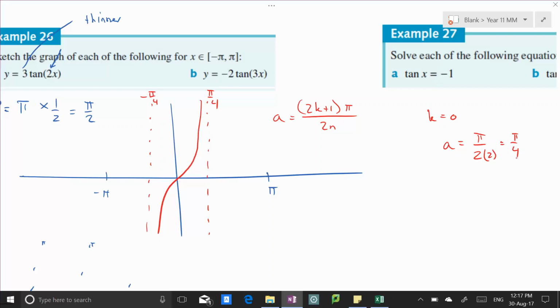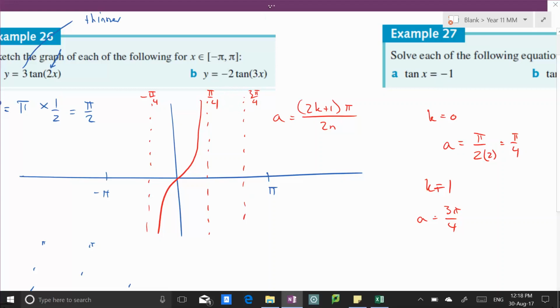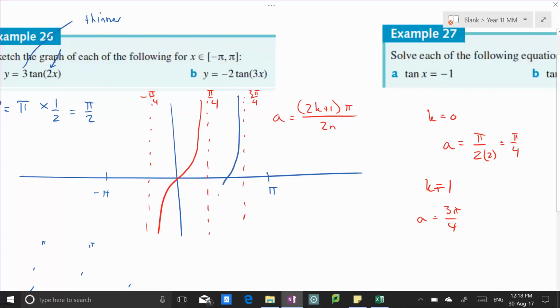That's my first asymptote. If you want to find the second one, it's when k equals 1. So if k equals 1, you have 2 times 1, which is 2, plus 1 is 3, 3 pi on 2 times 2 is 4. So 3 pi on 4. So that works too. You can do it that way, or you can use logic. You can say, well, if that's pi on 4, to the next one, the period was pi on 2, so just add pi on 2. That gives you 3 pi on 4. Okay? And once you draw the asymptotes, it's really easy. You just follow it in, you just carry it on, and there we go.